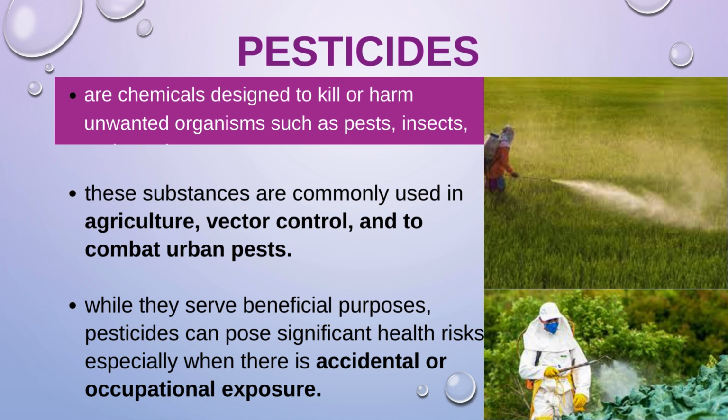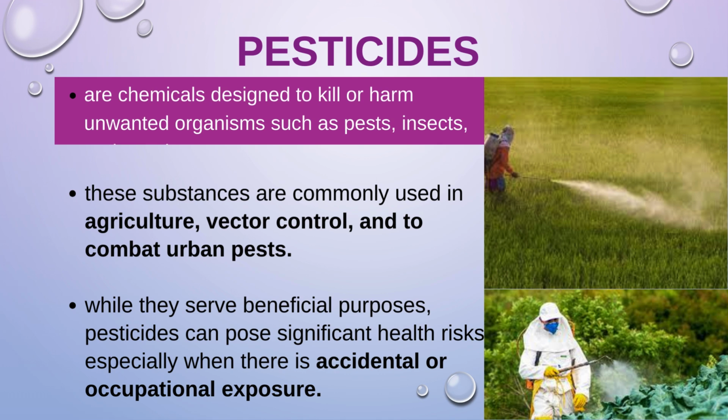We will be talking about, let's go to the fields, agricultural setting, pesticides. So, pesticides, these are chemicals designed to kill or harm unwanted organisms such as pests and insects. But these substances can also cause harm to humans if ingested or inhaled or swallowed accidentally. They are commonly used in agriculture, vector control, and to combat urban pests. However, while they serve beneficial purposes, pesticides can pose significant health risks.